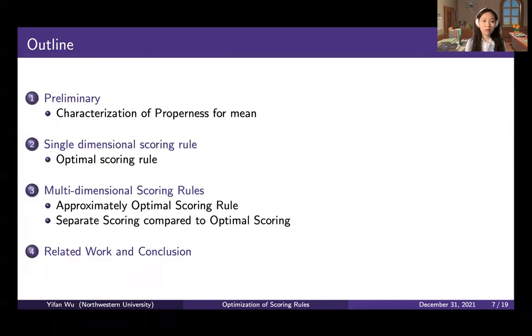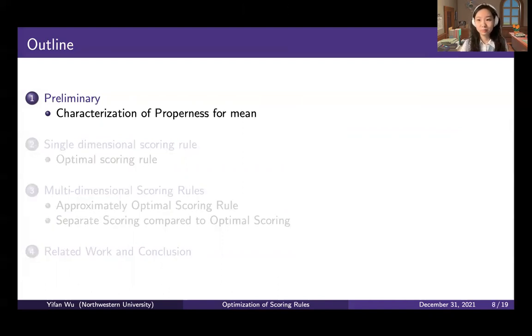This is the outline of this talk. I will first start by introducing some preliminary knowledge of proper scoring rules. I will introduce the characterization of properness for mean. And then I will talk about our single-dimensional problem. I will introduce the optimal scoring rule for single-dimensional problem. And I will go to multidimensional problem. I will introduce the approximately optimal scoring rule for multidimensional problem. And I will compare the separate scoring rule to optimal scoring rule. In the last part, I will introduce some related work and conclusion.